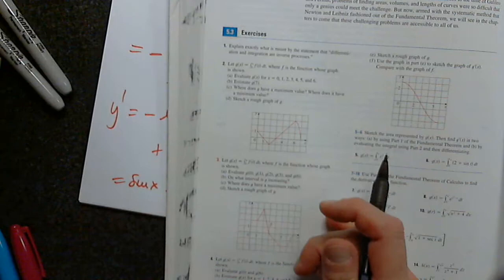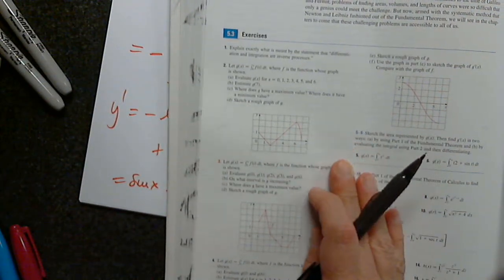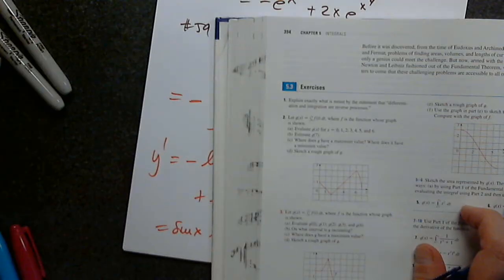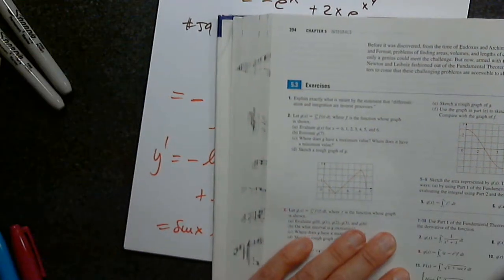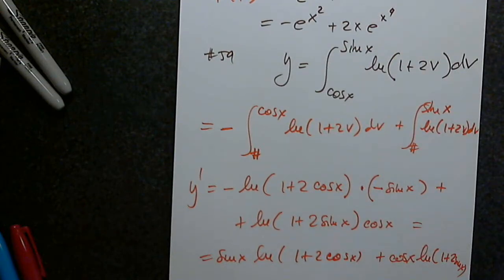So here we're given in problem 3 or problem 2, it doesn't matter. Let's look at 2. Let's read the question first. Let g of x be the integral from 0 to x of f of t dt, a function in the form of an integral, where f is the function whose graph is shown. Evaluate g of x for x equals 0, 1, 2, 3, 4, 5, and 6. Let's choose one. It doesn't matter. Choose the one you like.